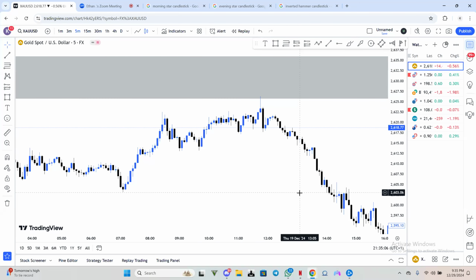evening star is complete. You can see this blue candle. This blue candle gave you this inverted hammer to sweep this high. Then it gave this black candle telling you sellers are now in the market.